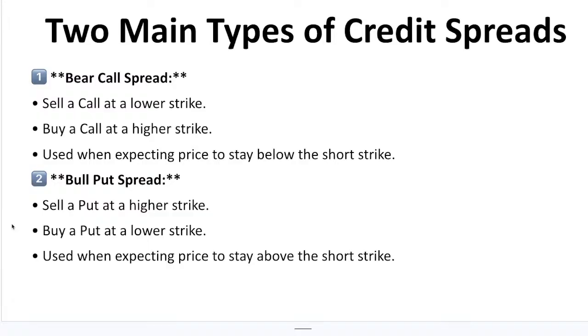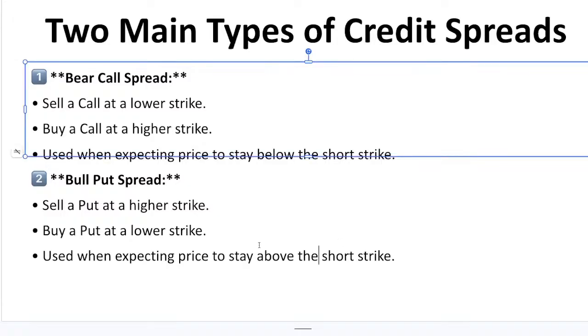Okay, because when you sell a call or a put nearer to the underlying price, you collect more premium. And because the option you buy, a call or a put, is slightly further away, you use a cheaper price to buy. So you collect more money and you use less money to buy a protective directional move, and you end up collecting a credit. So use it when expecting the price to stay above the short strike. That is for the put spread. Okay.